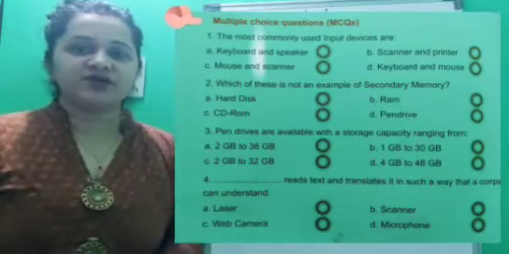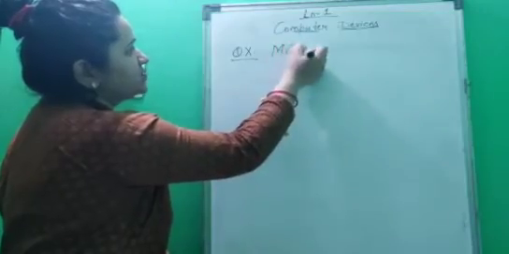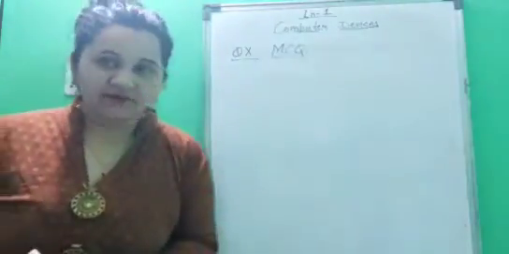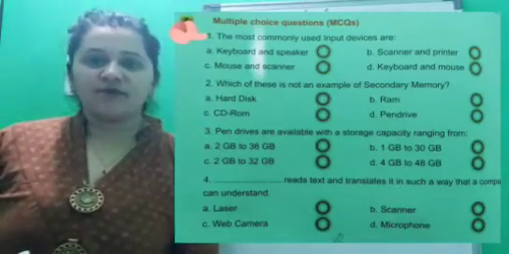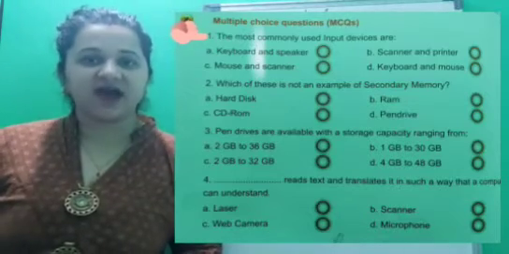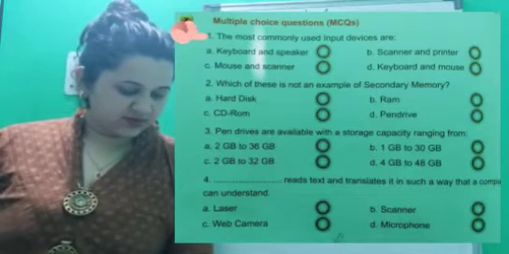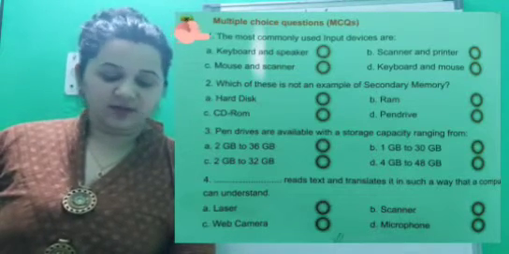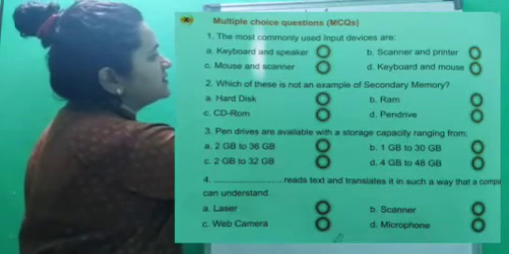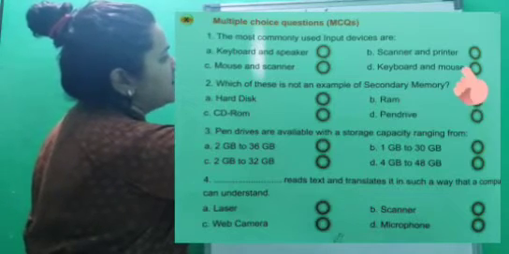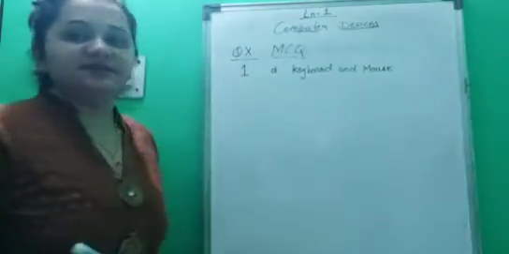So now children, come to question number 10. MCQs, multiple choice questions. Here 4 options are given. You have to find out the correct one. The first question, the most commonly used input devices are: keyboard and speaker, scanner and printer, keyboard and mouse and scanner, keyboard and mouse. See children, fourth option, D option. Keyboard and mouse are the most commonly used input devices.